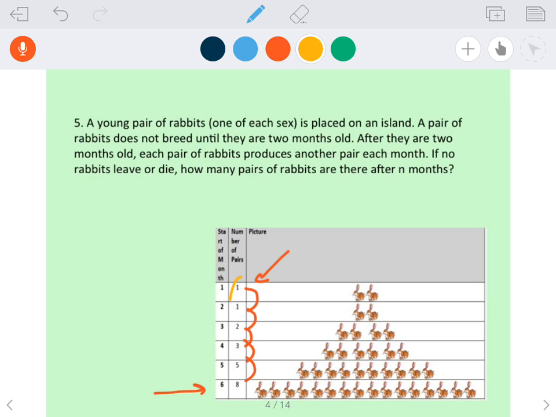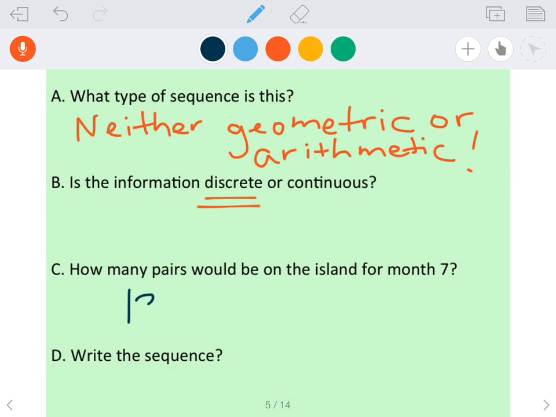Notice that 1 plus 1 is 2. 1 plus 2 would be 3, the next term. 2 plus 3 is 5, which is the next term. 3 plus 5 is 8. And so you're actually adding the current term with the previous term to get the next one. So if that were the case, then 5 plus 8 would be 13. So to write the sequence would be 1, 1, 2, 3, 5, 8, 13, and it would keep going.